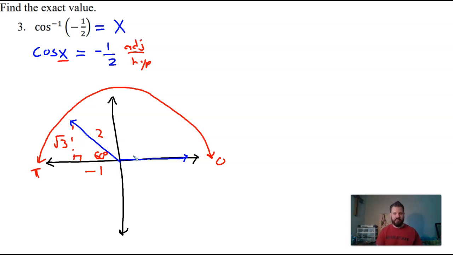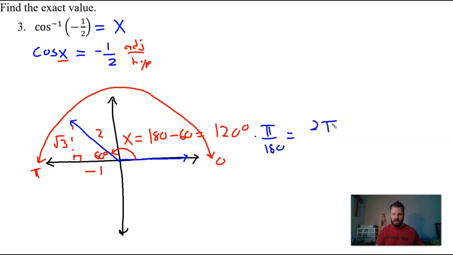Now the angle we're looking for isn't 60. The angle is this angle here in standard position. We could say x is equal to 180 minus 60. In other words, 120 degrees. And then if I multiply that by pi over 180 to convert that, I end up with 2 pi over 3. Okay, we'll say give answers for this one in terms of radians.